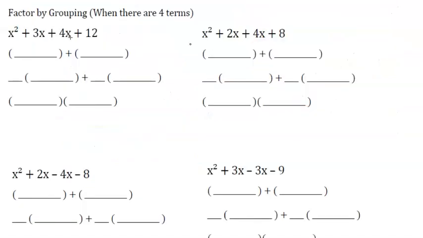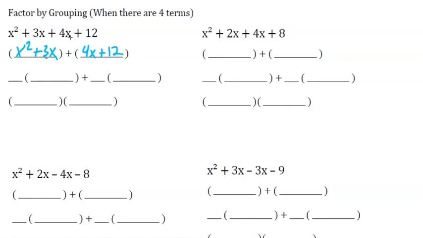Factor by grouping, where there are 4 terms. So we have x squared plus 3x plus 4x plus 12. We're going to group them into 2 parts. So we have x squared plus 3x, and then we have a plus sign, 4x plus 12.